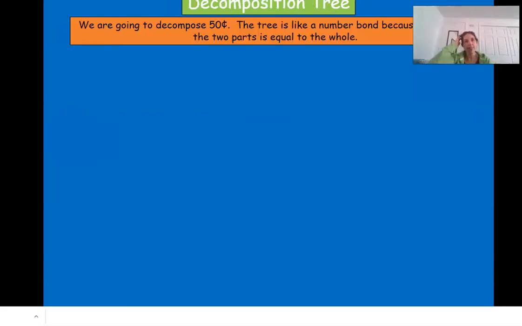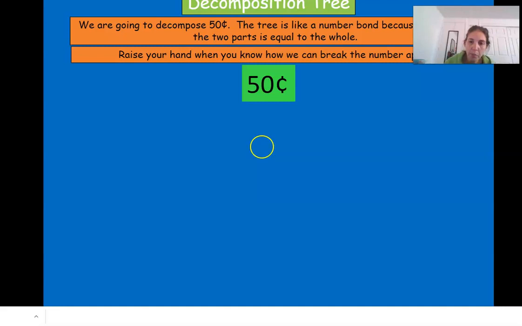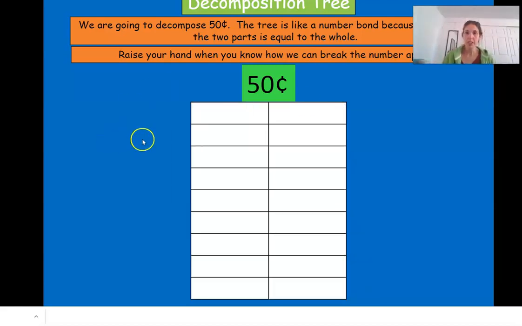All right, now we're going to look at this for our last couple of minutes of this lesson. And we're going to make a little tree. It's kind of like a number bond because we're going to start with 50 cents. And we're going to think about all the different ways that we can put two numbers together to equal 50. There's lots of choices that you can do. So on each side, we're going to put two different numbers. And when you add them together, they equal 50. You may already have an idea in your head. What two numbers can you add together to equal 50?